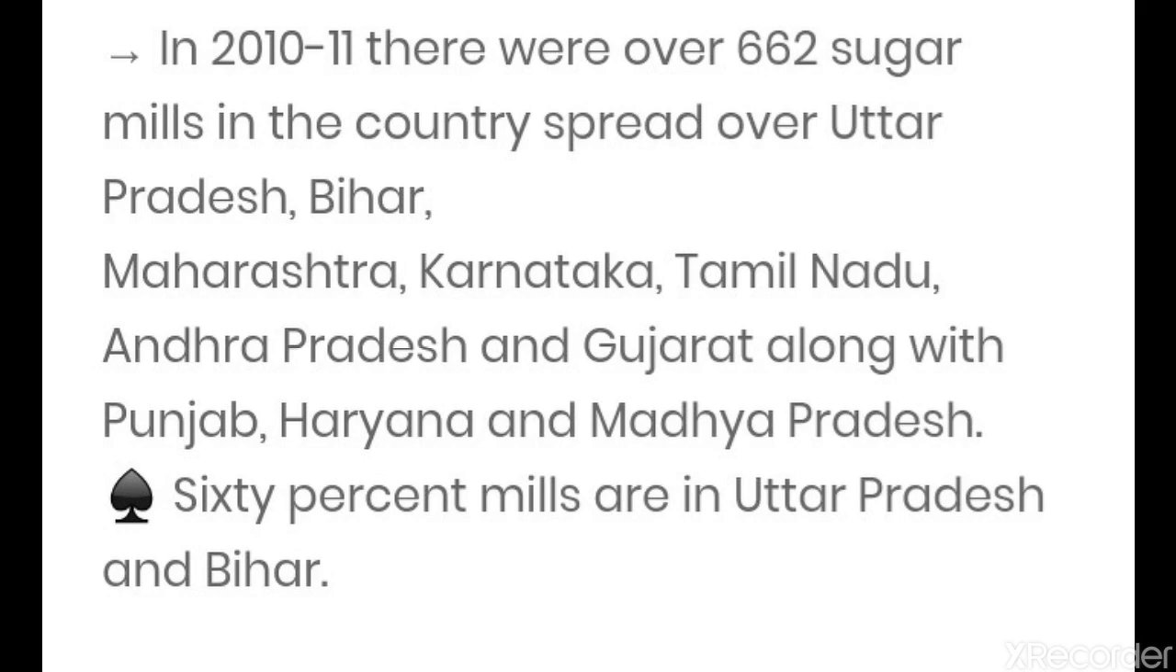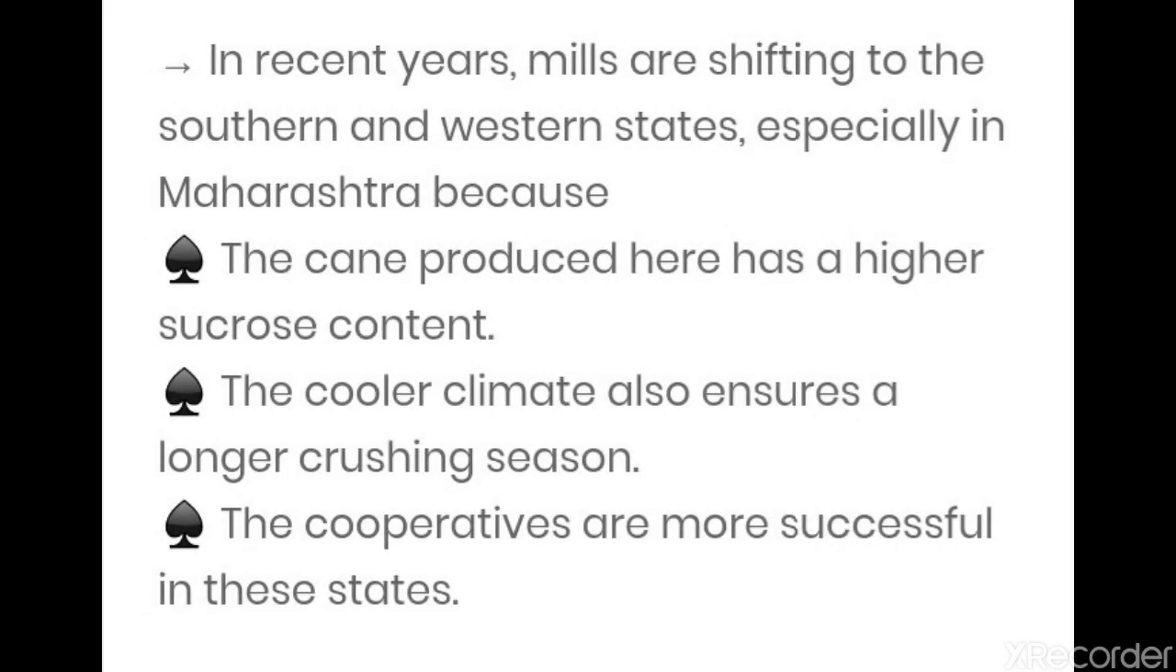Now let us discuss the locational factors, and we will discuss the problems faced by this industry. Now there is a question once again. In recent years, there is a tendency for the sugar mills to shift and concentrate in the southern and the western states, especially in Maharashtra. Why? Give reason. What is the reason that sugar mills are shifting towards Maharashtra?